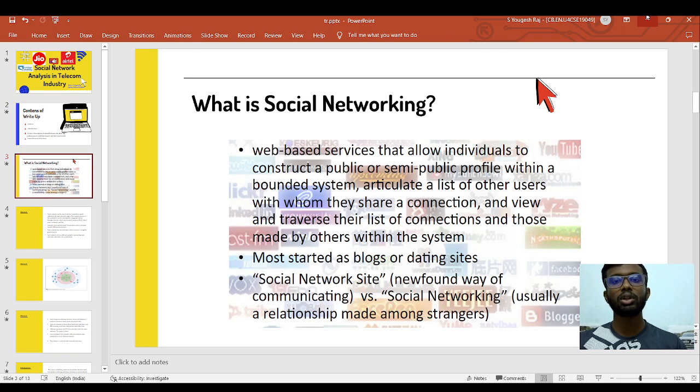So first, what is actually a social network analysis? It can be defined as a web-based service that allows an individual to construct a public or semi-public profile. It is mostly used for connections of different nodes, to find what connections it makes, whether positive or negative. Mostly we use it for reading, suggesting different kinds of blogs, and in dating sites too. So it mainly depends upon the relationship or the character a person has.